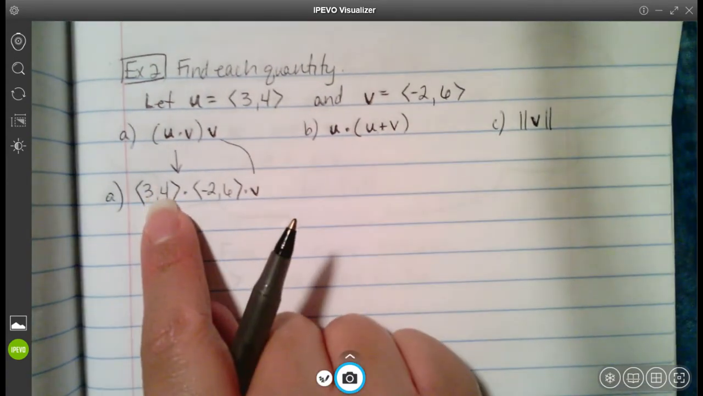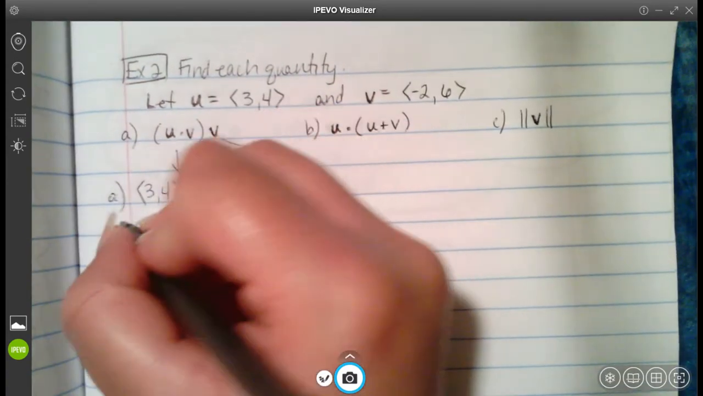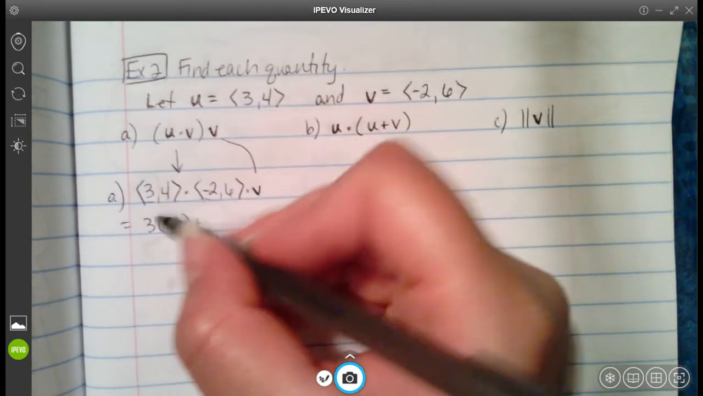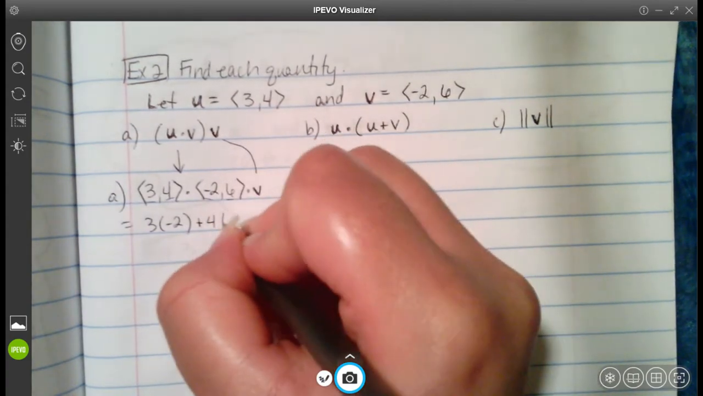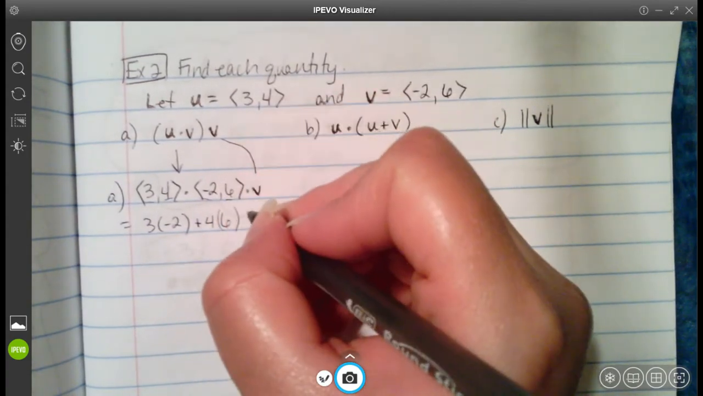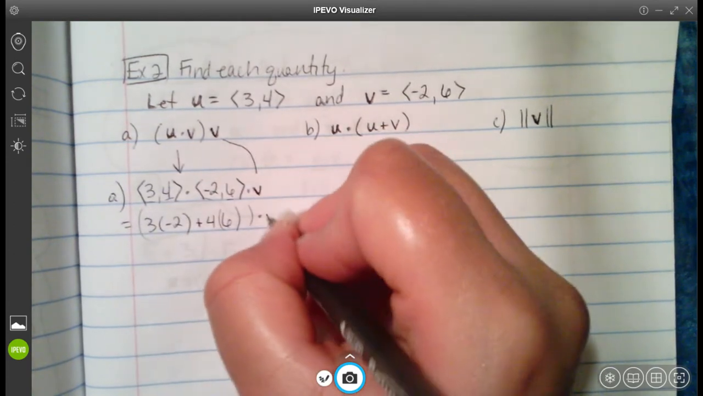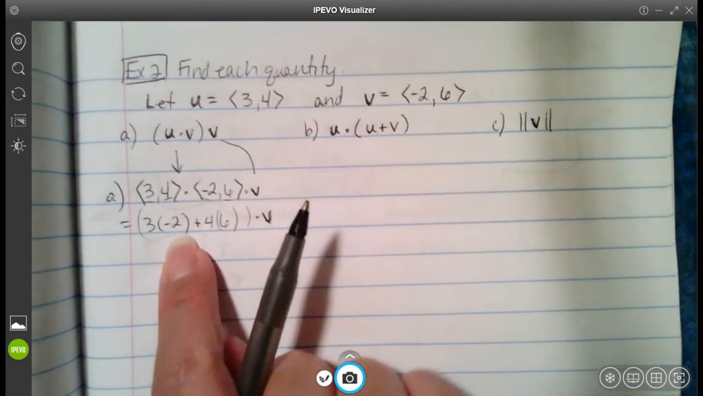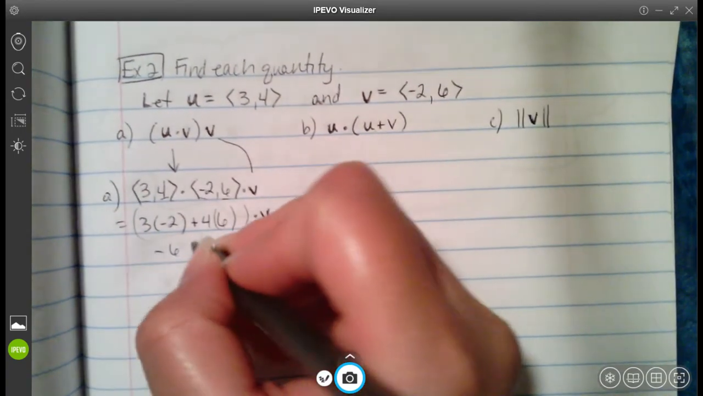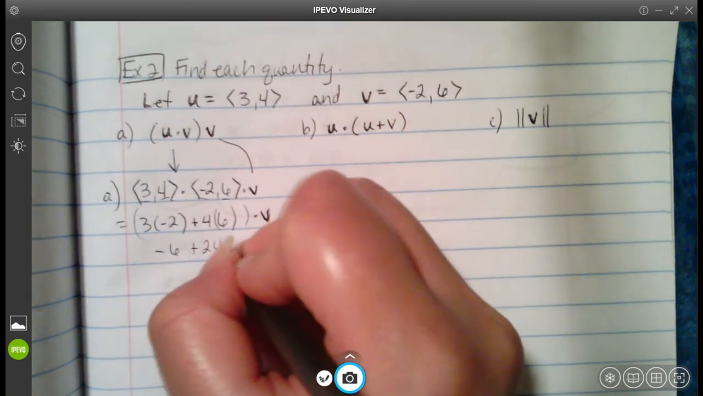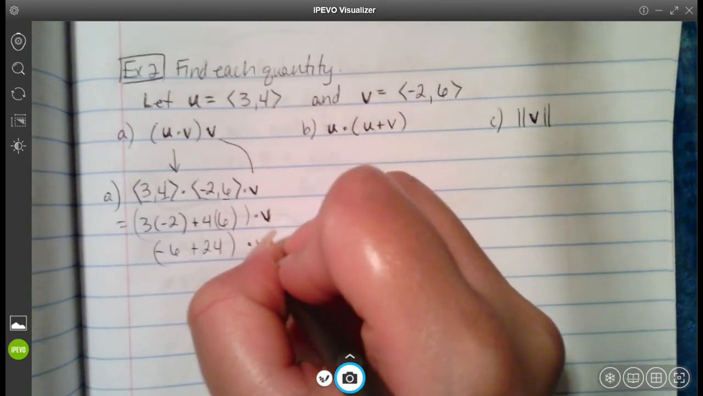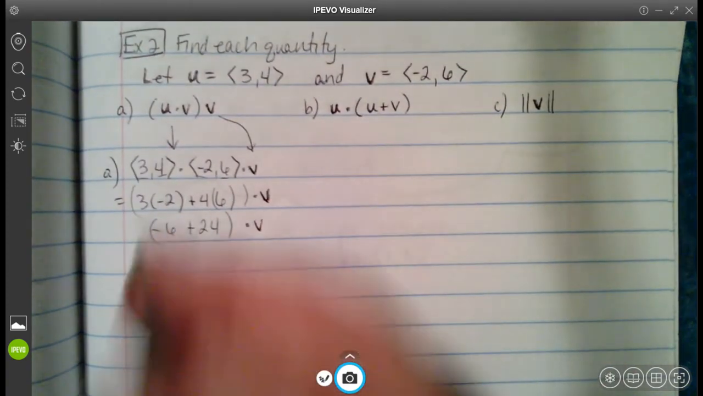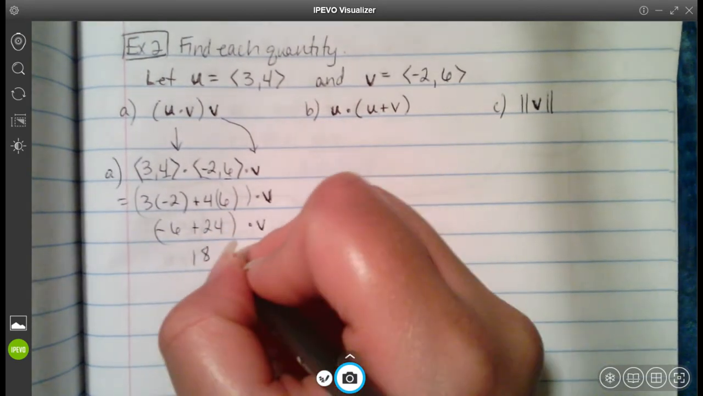Just like the problem before, we take our first components, so 3 times negative 2, and we add that to 4 times 6. I'll put this in parentheses and bring that v down. So 3 times negative 2 is negative 6, plus 4 times 6 is 24, and I'm bringing down my vector v, the one on the side. Negative 6 plus 24 is positive 18 times v.